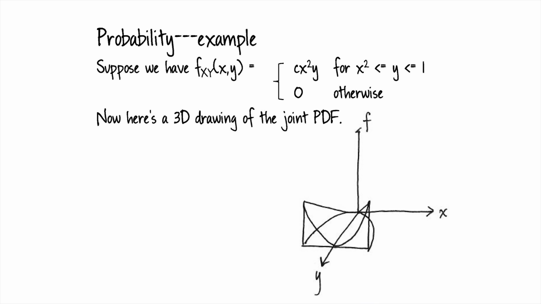Okay, so how did I get this? How did I get this picture? Where did this come from? Right, so it came from the function c times x squared times y. So all I've done here is just taken c, some constant, times x squared times y, and drawn it over this support. Okay?